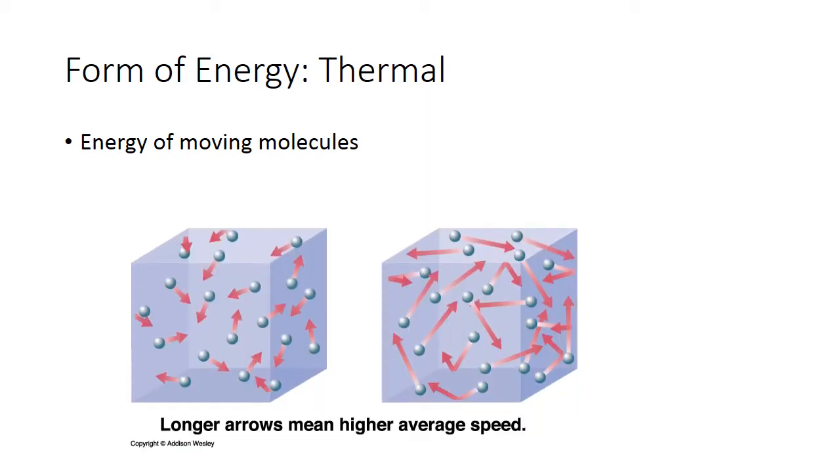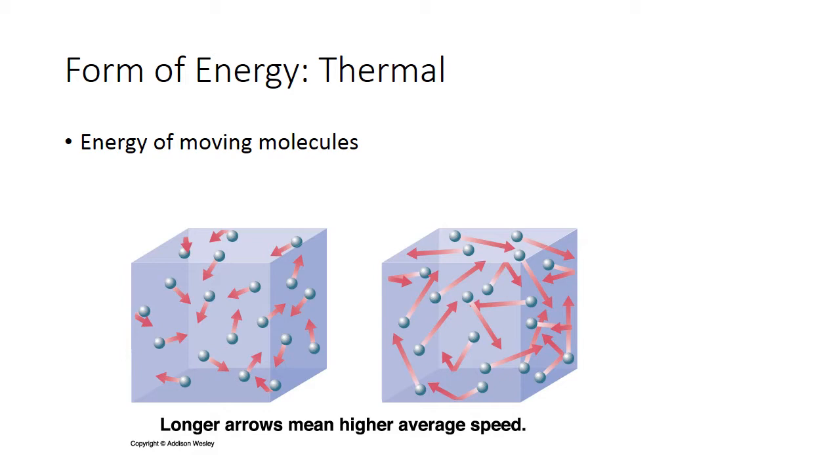The first form we're going to look at is thermal energy. By thermal energy, we mean the energy of moving molecules. If you're used to your root words, what we mean by that is moving molecules. You can see that in the picture below, we've got a bunch of molecules. They're all moving around. The longer arrows, like it shows in the picture, means higher speed. So the faster ones are moving around. The slower ones aren't moving as much.